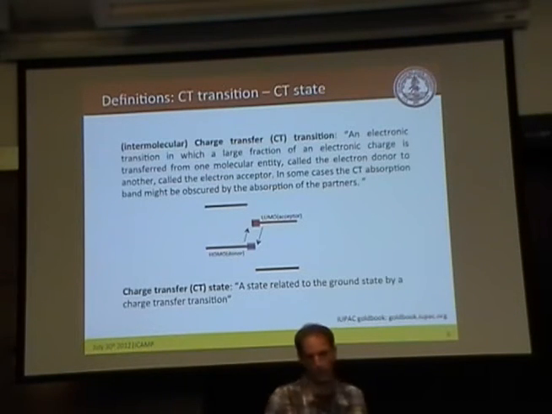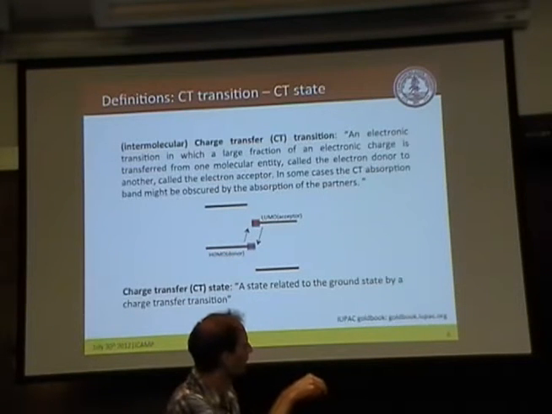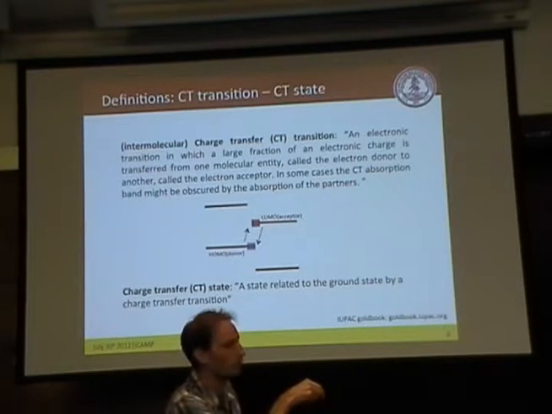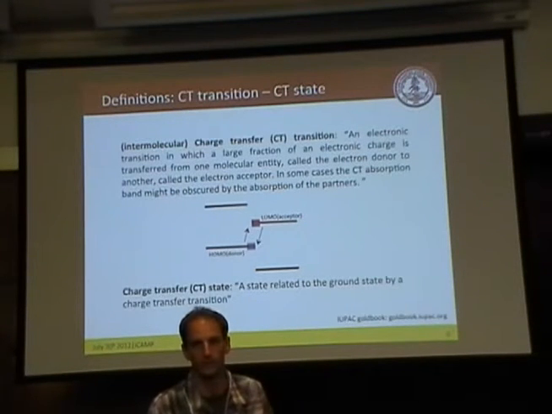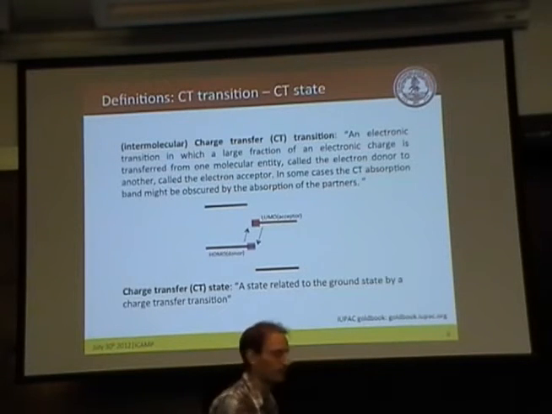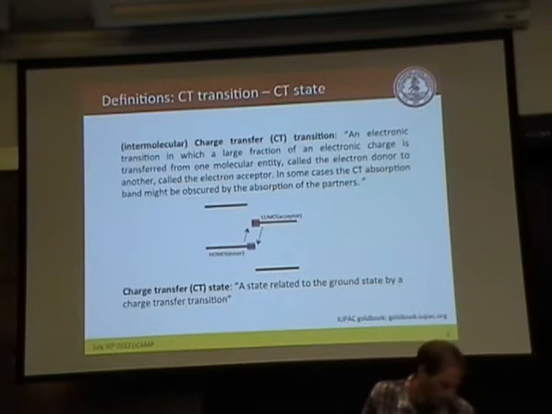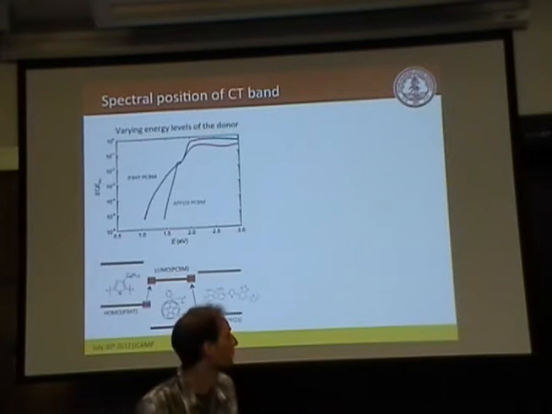The spectral position or the energy of the CT absorption or emission should correlate with the energy levels. If you increase the LUMO, for example, or you move the HOMO down, you should be able to shift this absorption more into the gap or out of the gap. Same for the emission. So I'll give you two examples where we vary the energy levels. Here we vary the energy level of the donor.